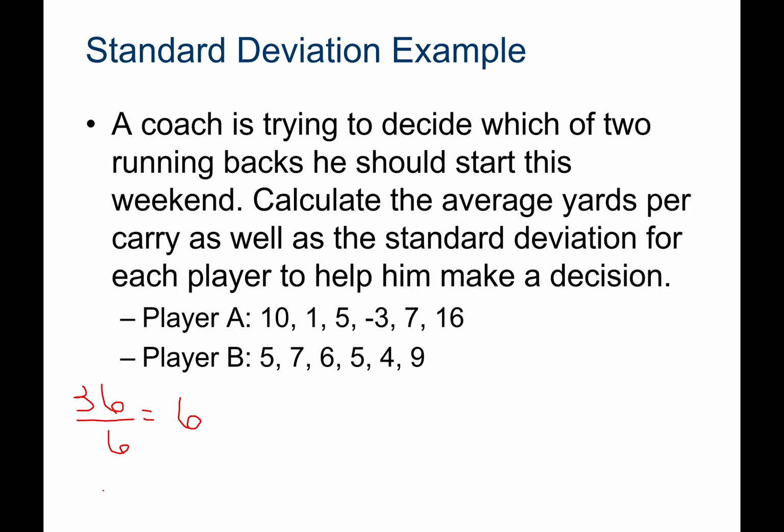Player B, if we add their values together to find their mean, it's 5 plus 7 plus 6 plus 5 plus 4 plus 9. I also get 36. Change the color real quick to indicate player B. We divide by 6 data points, and you're going to notice that we also end up with 6. So the challenge here is we've now determined that both players average 6 yards per carry. So it's hard to tell who our better player is.